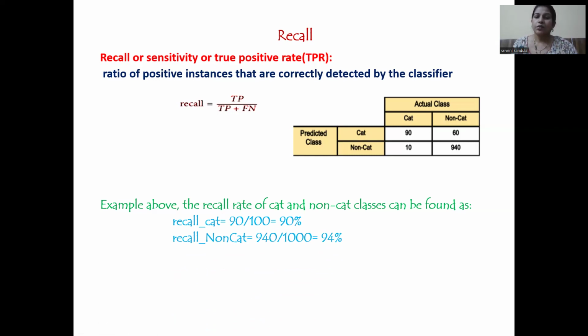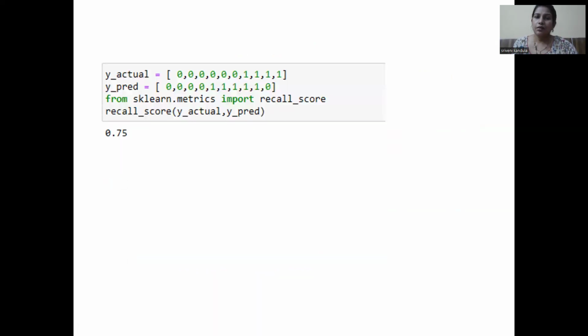Let's continue with the implementation. Here again from sklearn.metrics, you have to import recall_score. For this recall score, we will be passing y actual comma y prediction as parameters. And you can see it is 0.75.